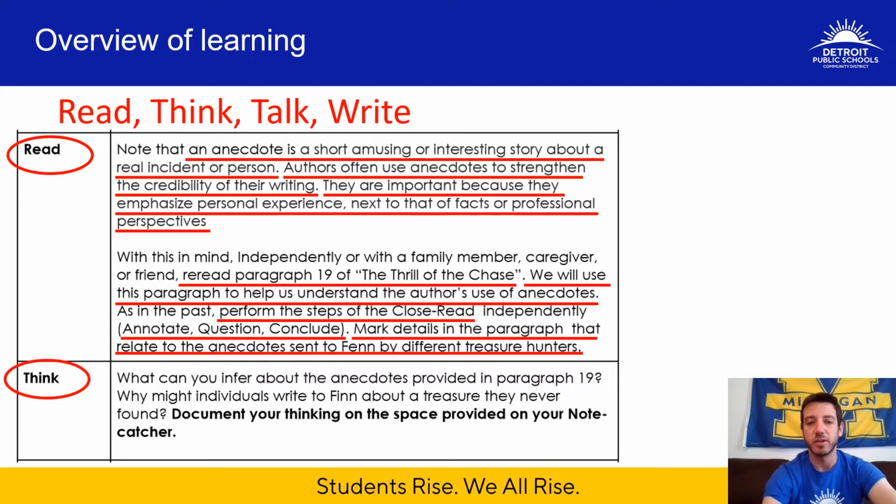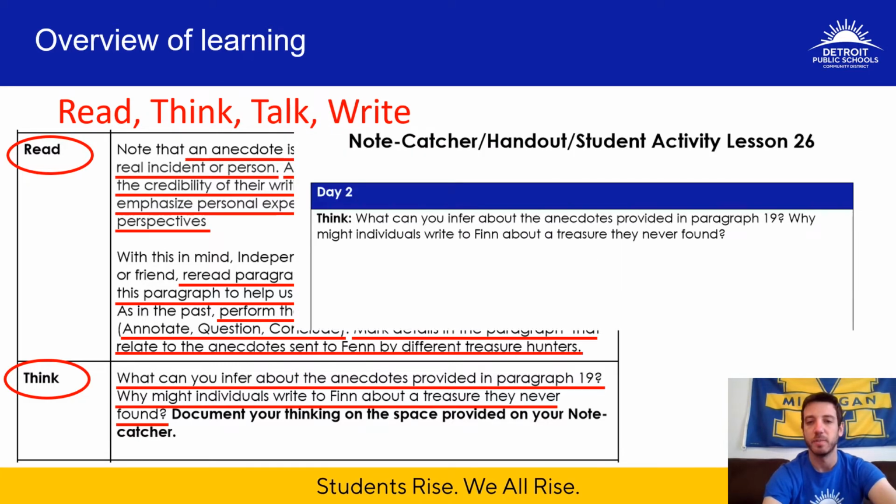Then in the think section today, the question is, what can you infer about the anecdotes provided in paragraph 19? Why might individuals write to Fenn about a treasure they never found? Then you're going to document your thinking in the space in the note catcher, where you'll see there's a space for you to jot your answer down.